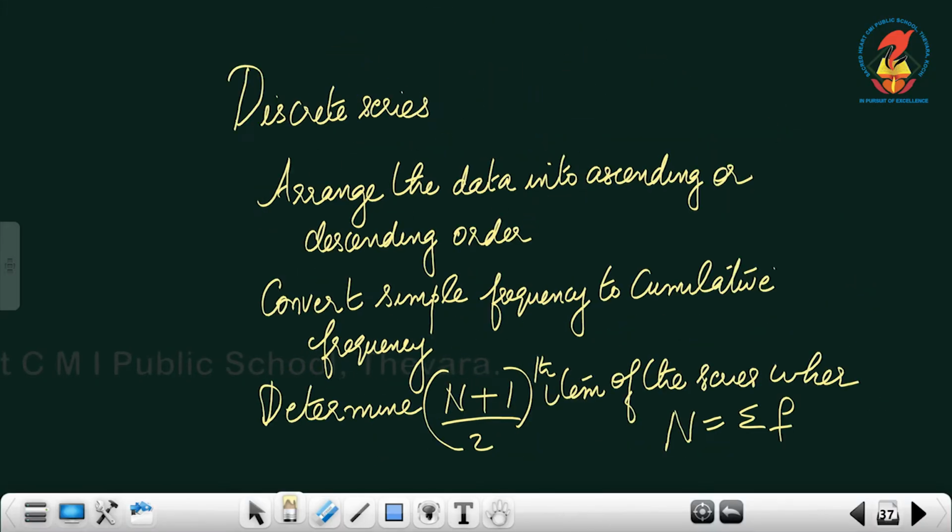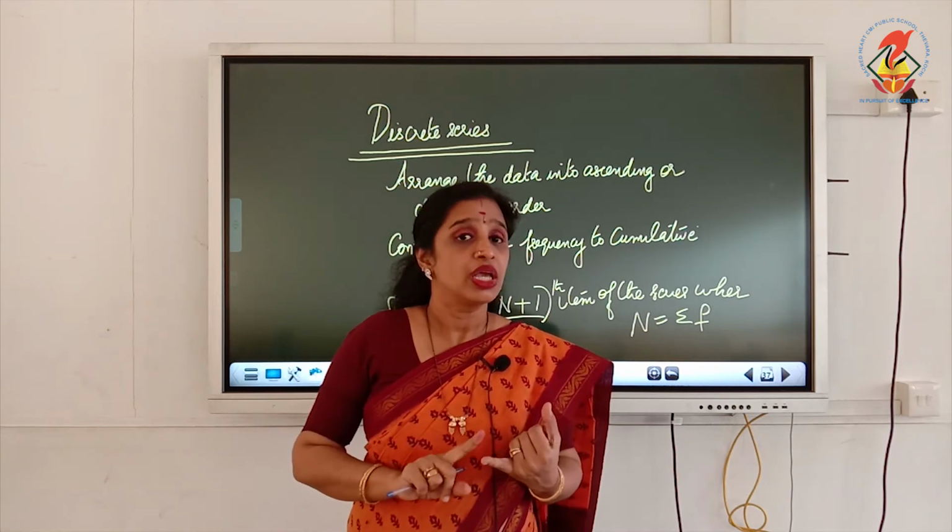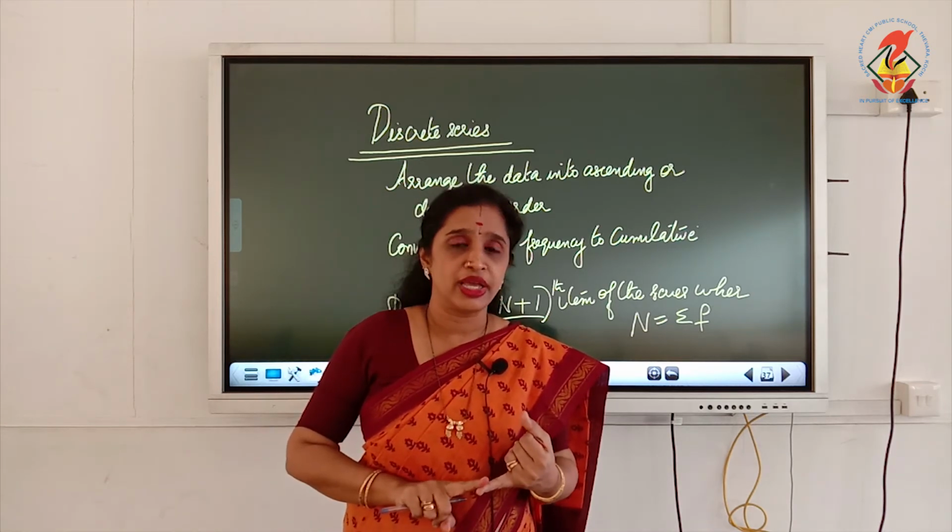Now we will move on to discrete series. With that, the individual series is over. Now in a discrete series, two important things that you have to keep in mind: arrange the data either in ascending or descending order.